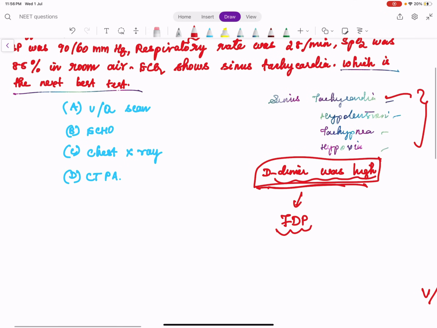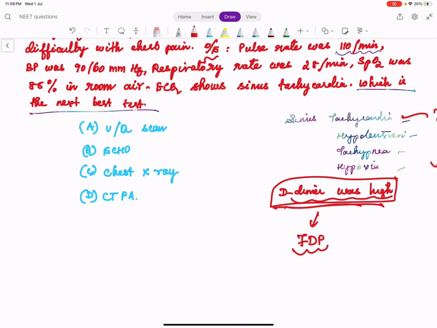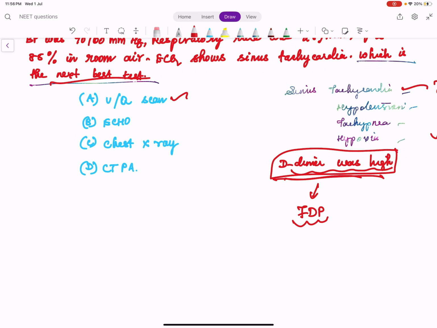So the actual question in NEET gave the clue directly, D-dimer was high, so the diagnosis is pulmonary embolism. What is the next best test? We'll read the options. VQ scan is the ventilation perfusion scan. I already told you in pulmonary embolism, the mechanism is pulmonary artery blockage causing a ventilation perfusion mismatch. Previously there was a scan to find that, but it is outdated. So even though most old references say VQ scan, do not answer this in NEET. It is an outdated test.